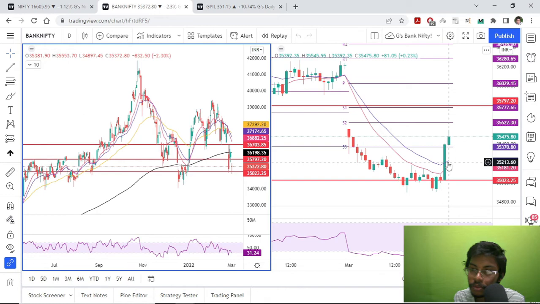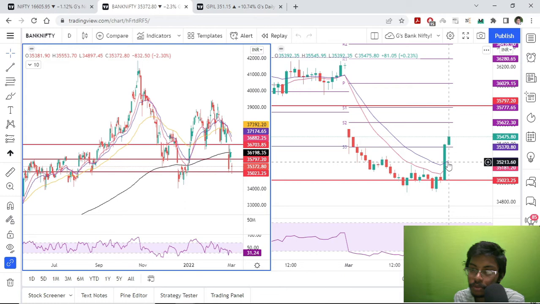But yeah, if I have to say the support levels or resistance levels for Bank Nifty, yesterday's low would be the initial support of 35,000, as we have been speaking for a while. If that's broken, 34,700 is not really very far away. So that's one level to be cautious about.